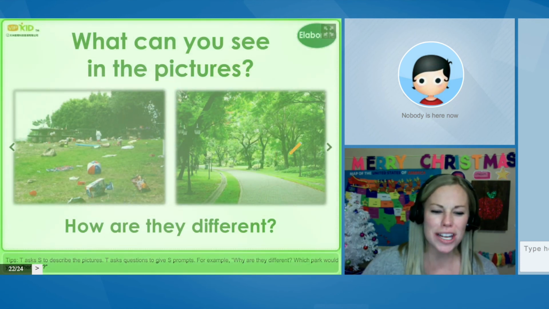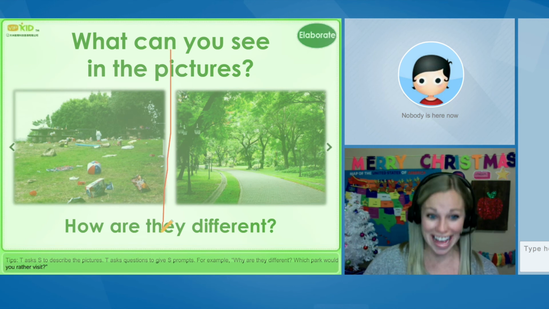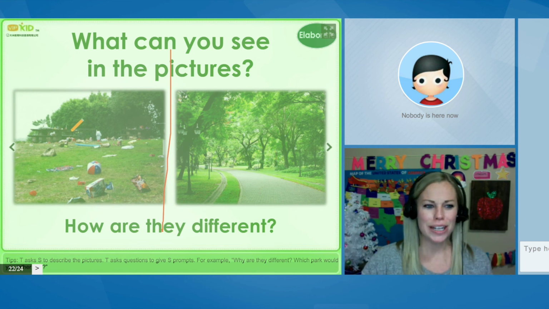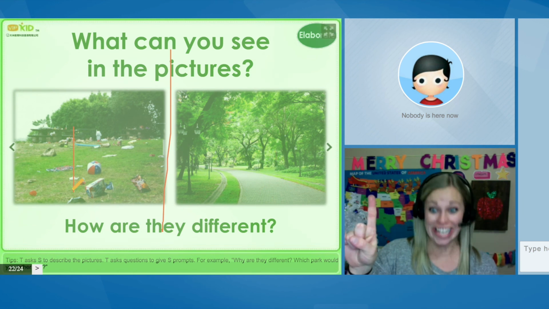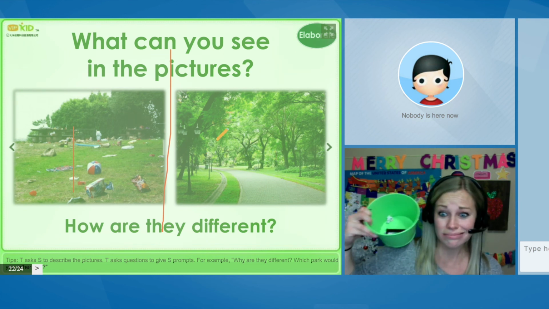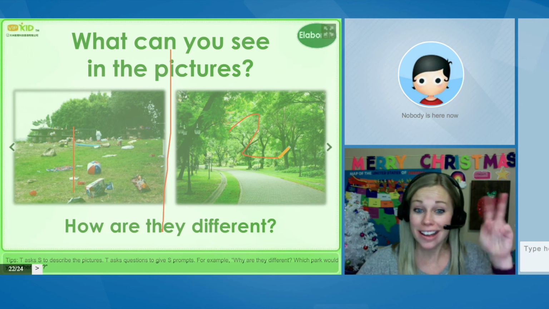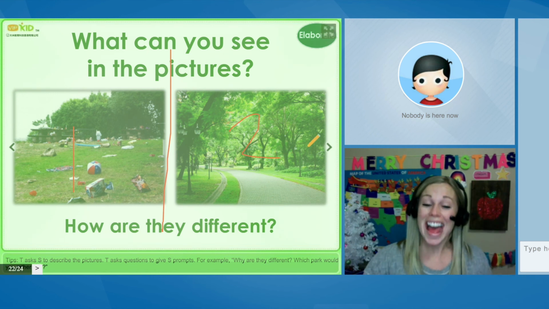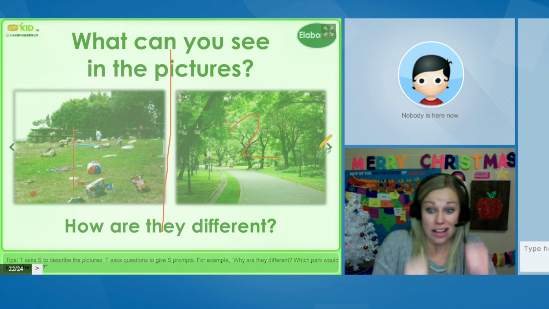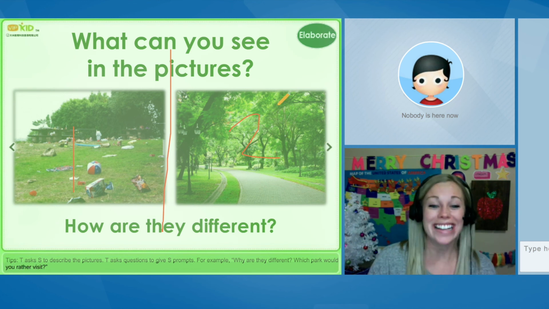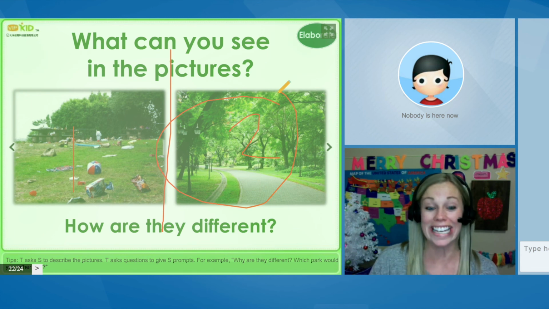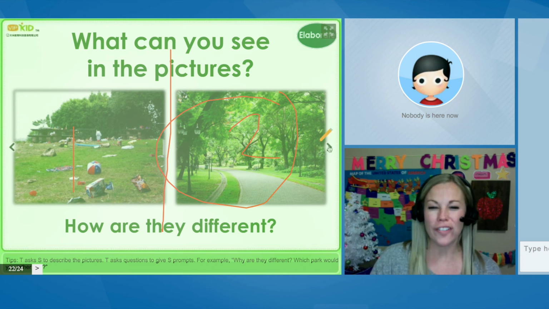What can you see in the pictures? Yes. How are they different? Picture 1 has, yes, a lot of garbage or trash. Picture 2, yes, excellent. Where would you like to play? Run, play. Me too, Ava. I would like to play in the clean park. It is clean. More fun.